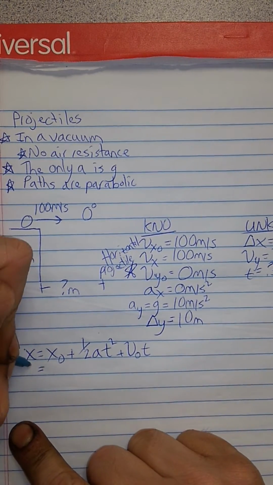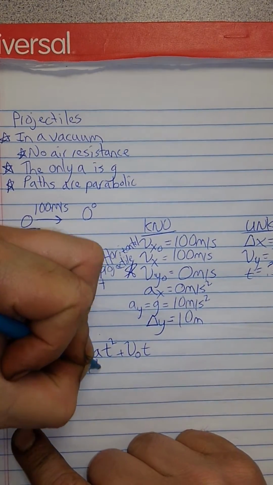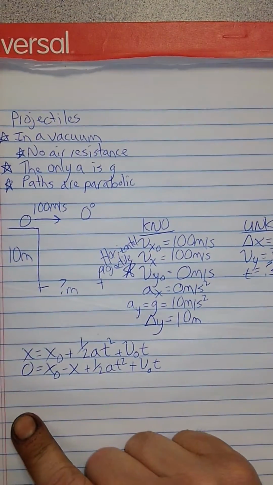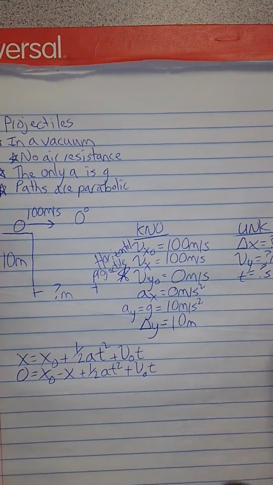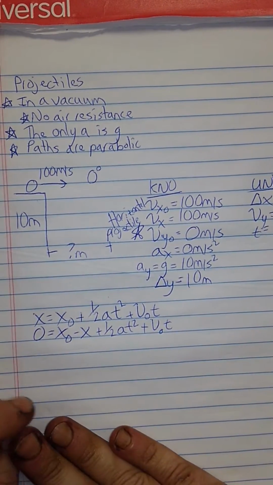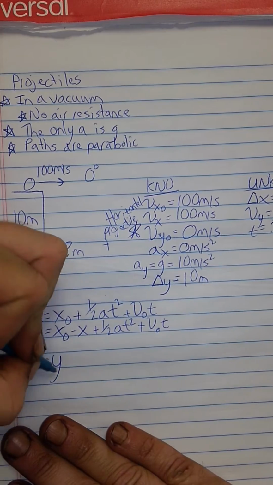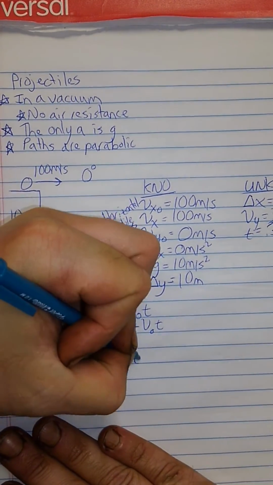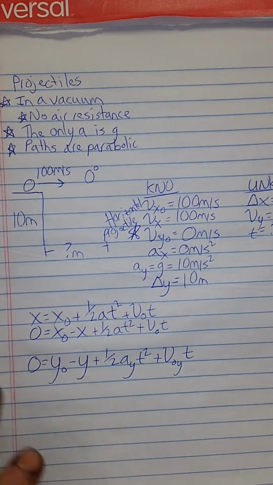So I'm going to go ahead and set this equal to 0, and we're going to get x naught minus x plus 1/2 a t squared plus velocity initial times time. Now, we are going to solve for time in the y dimension, so I'm going to switch all these variables over to y variables so we can make it match the dimension that we're dealing with. So here's what we have.